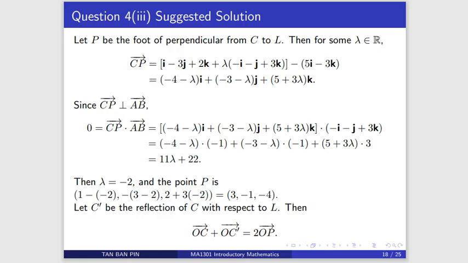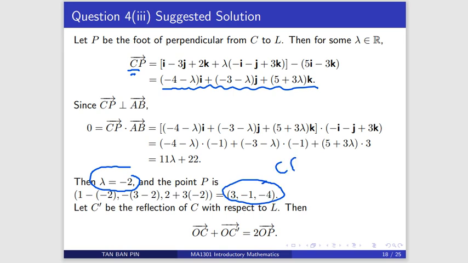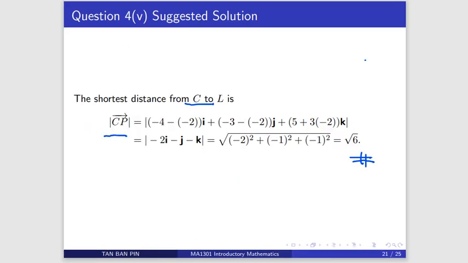CP is what we have done in part 3. Yeah? In terms of lambda is this vector, and lambda is minus 2. Or actually you can use your point P here and your point C given in the question, which is (5, 0, minus 3) to find your CP. So with that, CP can be found, and finding the magnitude, it gives you square root 6.